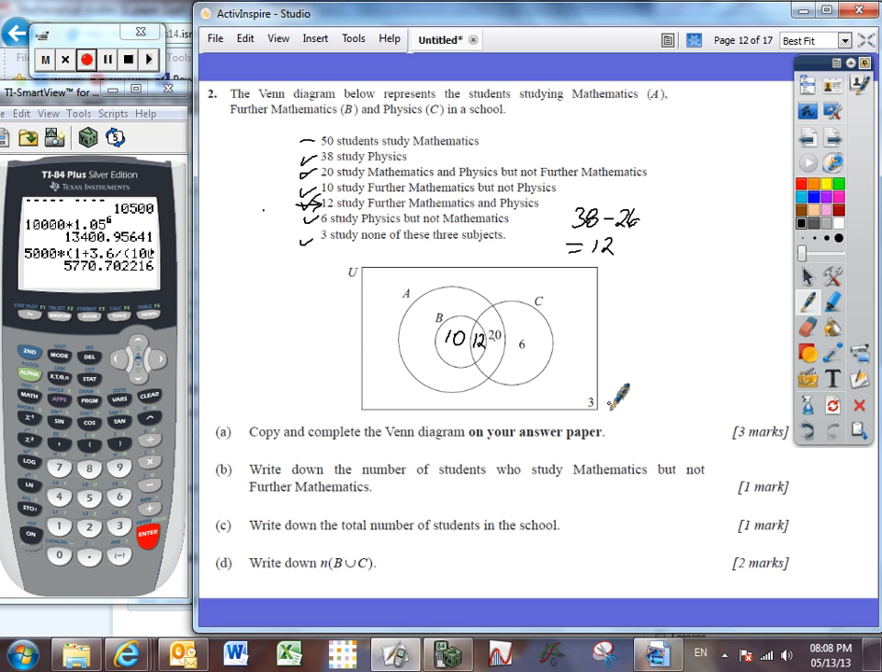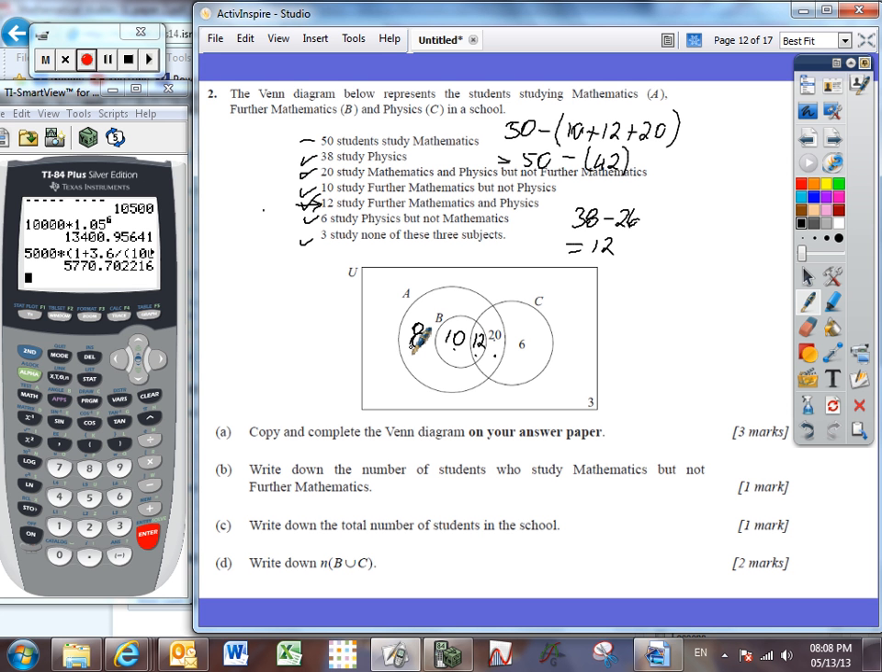Great. And now we can come back to the very beginning, because we filled in enough information. 10, 12, and 20, and something should add up to 50. So let's do 50 minus these 3 things. Our 10 and our 12 and our 20 together give us a total of 42. So 50 minus 42 leaves us with 8 on the outside. And we've done part A.